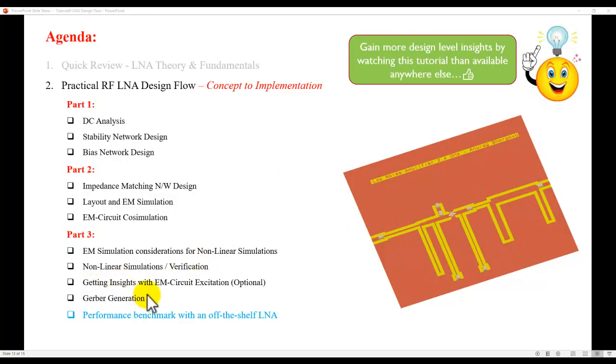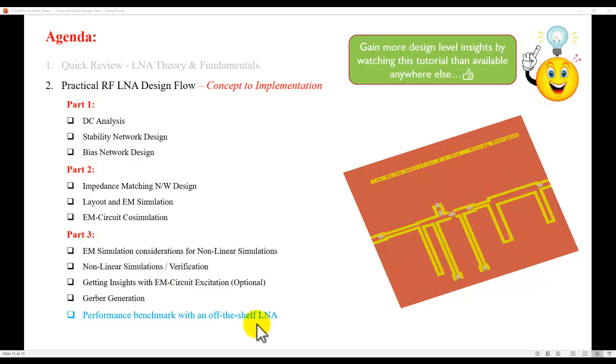And then we will take a look at how we can get further insight using the EM circuit excitation feature, to make sure we have a complete understanding of our circuit operation at various frequencies, at different power levels, and so on. Once we are fully satisfied, we'll go ahead and do a Gerber file generation for our amplifier, which will be the final design step in this tutorial.